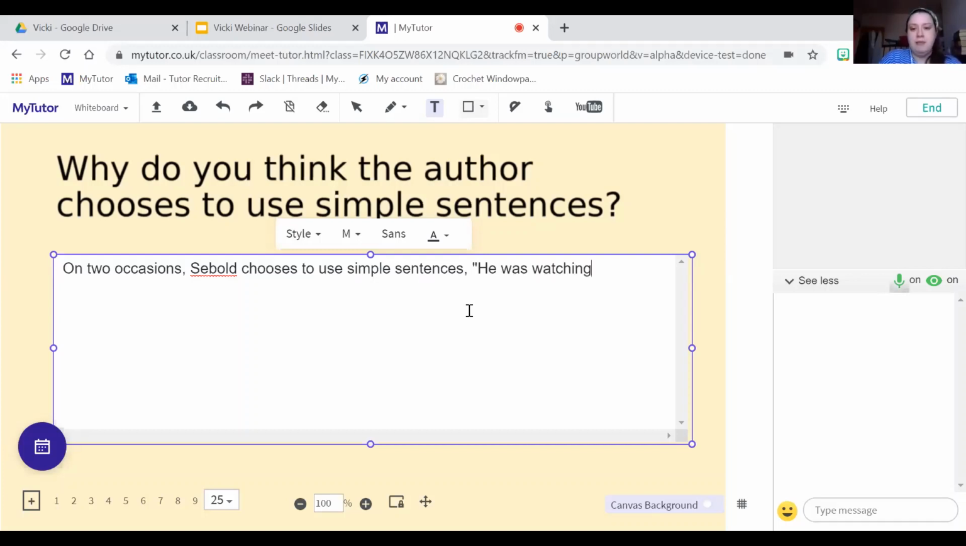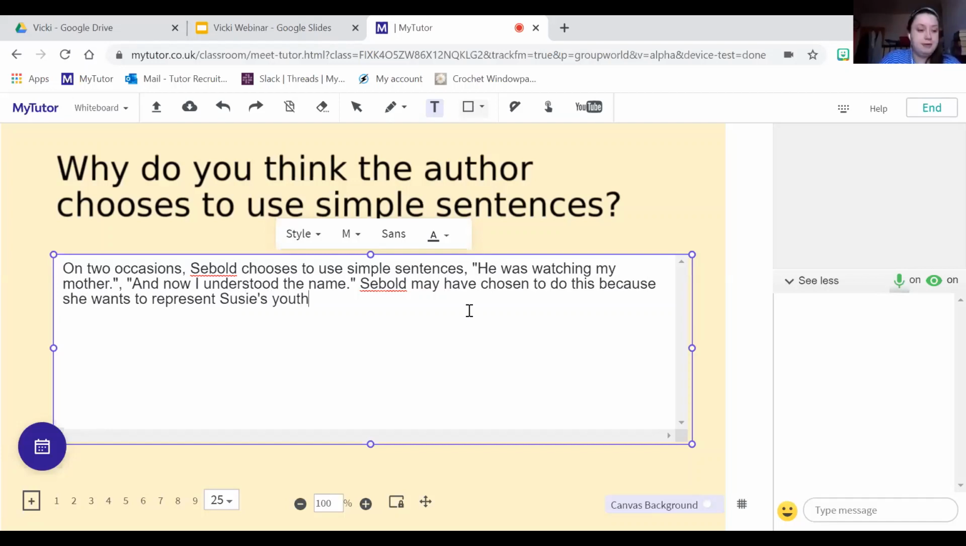He was watching my mother, and actually let's put it like this. And now I understood the name. Siebold may, so I'm being tentative, Siebold may have chosen to do this because she wants to represent Susie's youth. So that's quite a simple explanation.